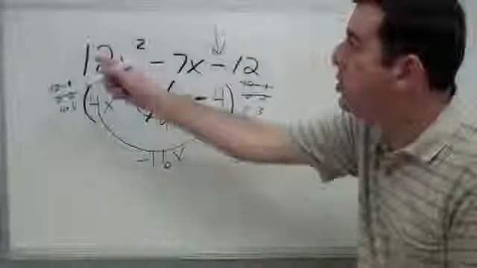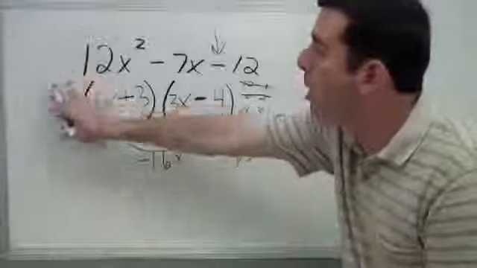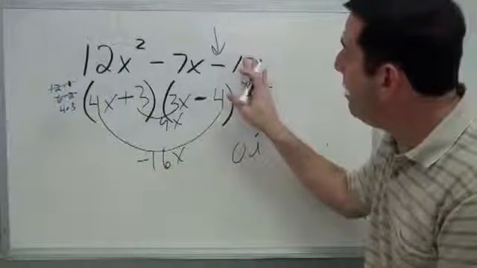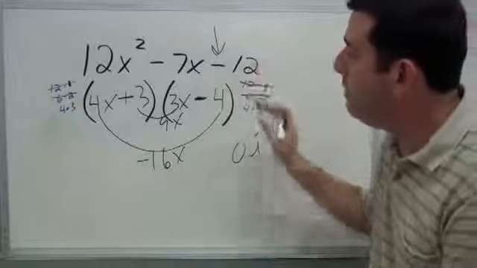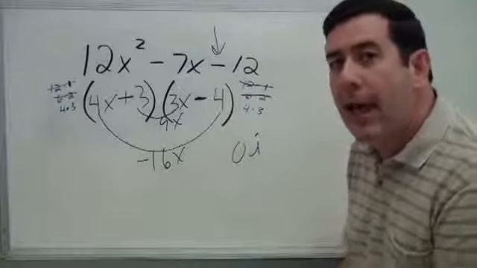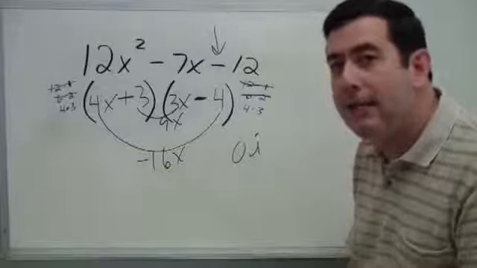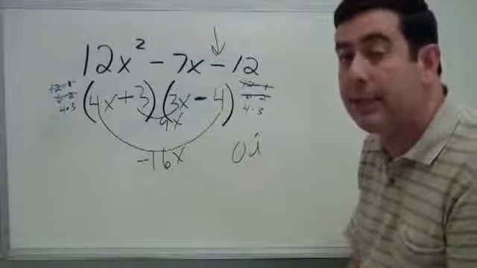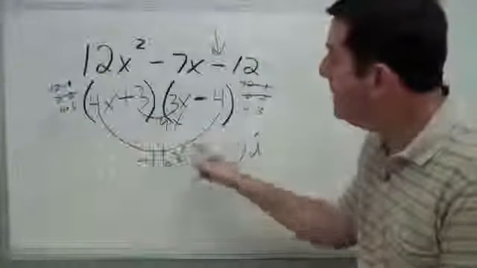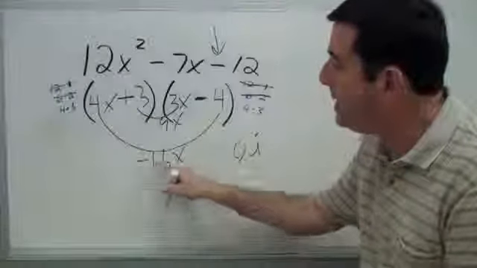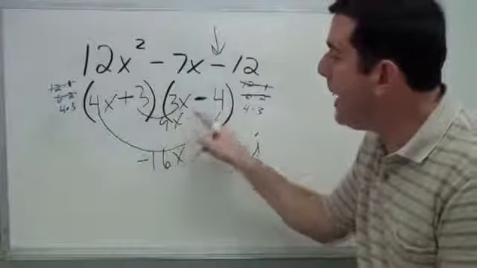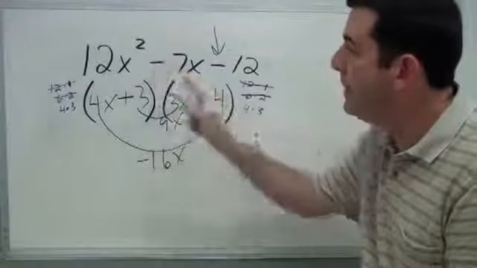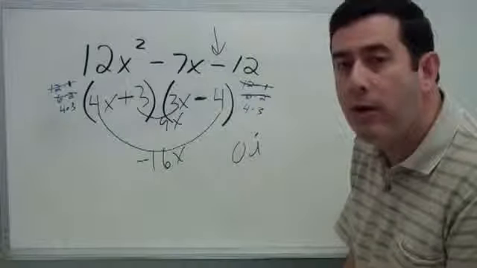Now let's see if we've got the right thing. I know I've got a 12x squared on the front. We picked factors that make it. I know I've got a 12 on the back. We picked factors that make it. The only thing I've got to check is outside and inside to see does it really add up to minus 7x in the middle. When I did the outside, we had minus 16x. On the inside is plus 9x. Minus 16x plus 9x, that makes minus 7x, and so we've got it.